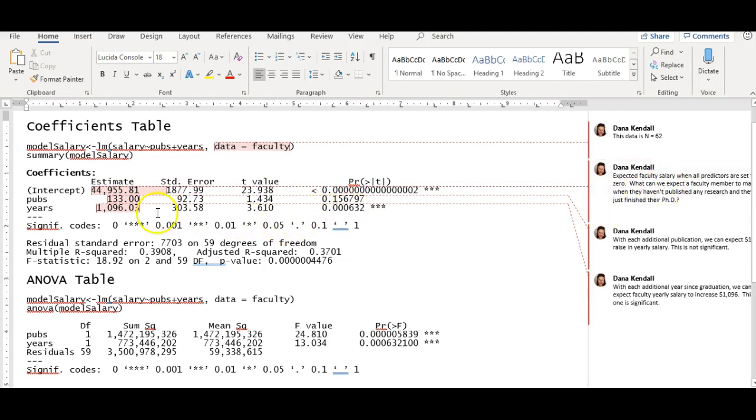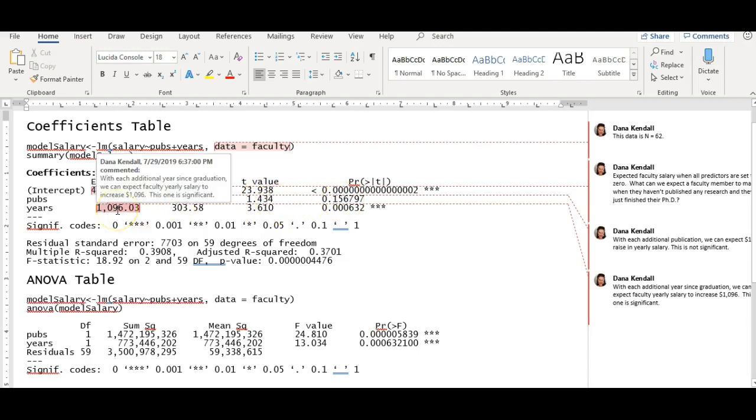And then for each B weight, now let's talk that through. This is super important. I'm going to expect that you can talk it through like I'm doing on an exam. For publication B weight, this is for every one publication, we can expect $133 increase in our yearly salary as a faculty member. So each publication's worth about $100, which is pretty sad. It's like, why would I ever publish? Except for prestige, and it's related to other things, but we can see that that is not significant. So its associated t-value is 1 point something, and then the significance, it just doesn't reach.